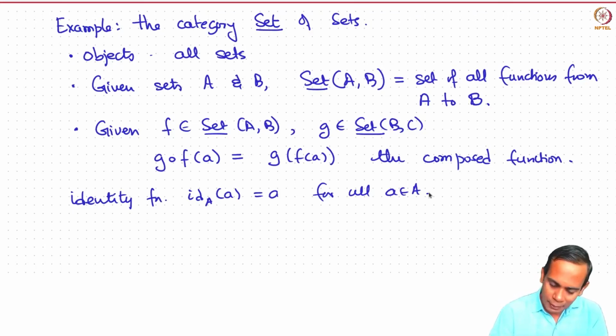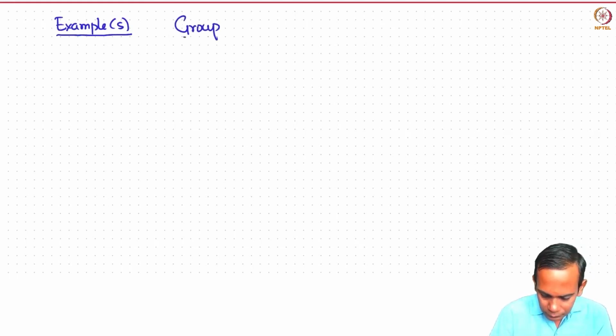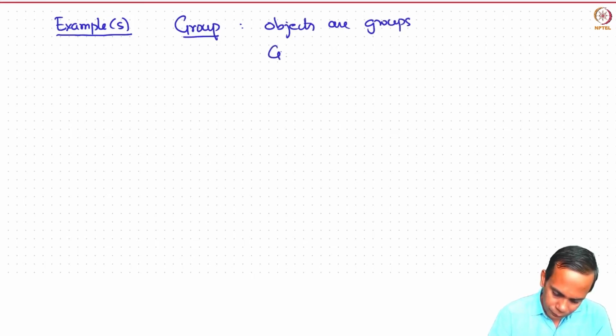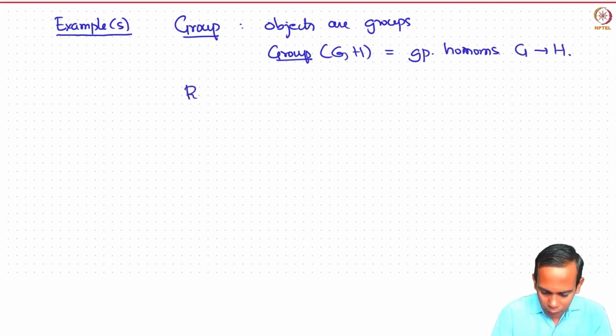Let's look at more interesting examples that we have already encountered in our study of algebra. So maybe these are examples. You can look at Group. Objects are groups, and Group(G,H) is equal to group homomorphisms from G to H. Right, you can talk about Ring, the category of rings.